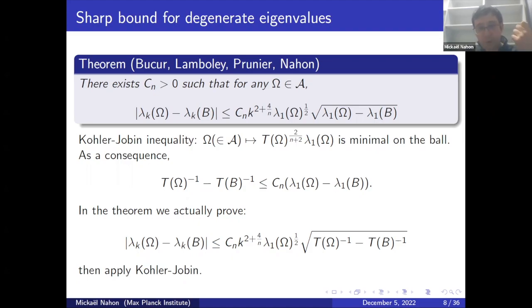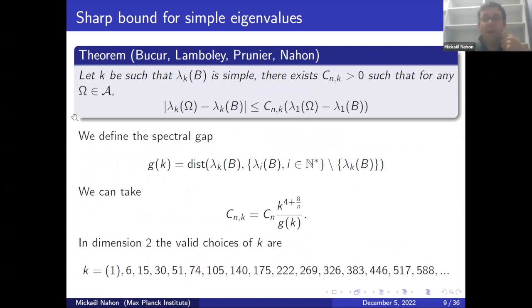When lambda k is simple, we have instead a linear bound. Here I suppose that lambda k of the ball is simple, then there is some constant such that the deviation of lambda k is bounded by the deviation of lambda 1. To be slightly more explicit, the constant C_{n,k} here is semi-explicit: it is equal to a constant C_n that is not explicit, times a polynomial in k, over what I call the spectral gap, which is the distance in the spectrum of the ball between lambda k and the nearest neighbor.